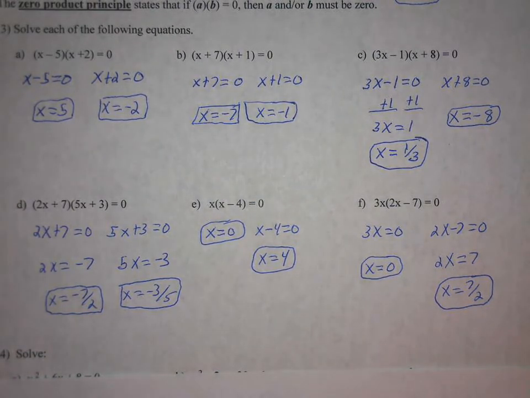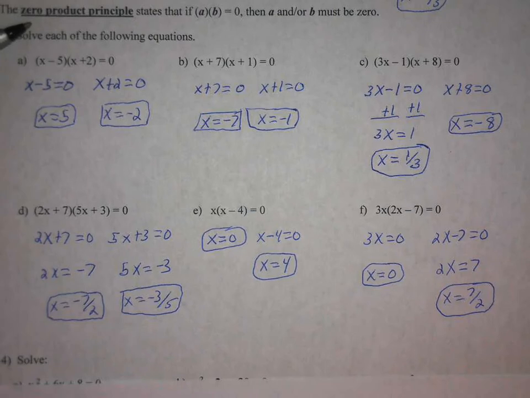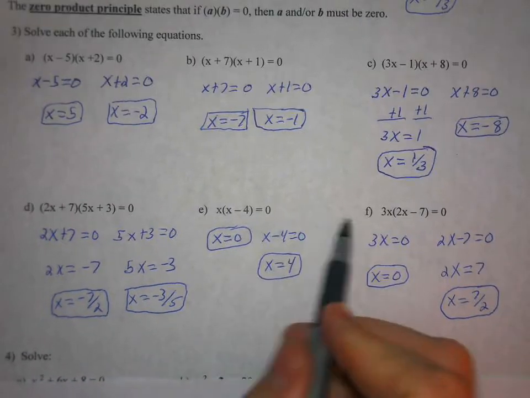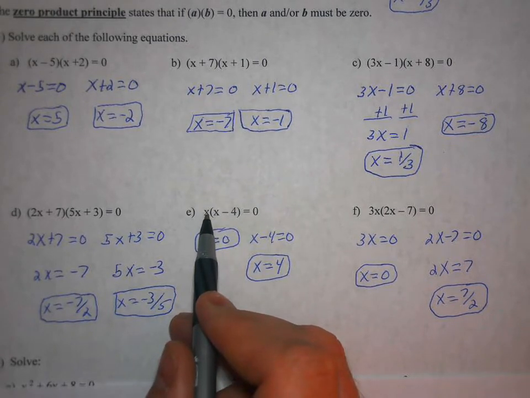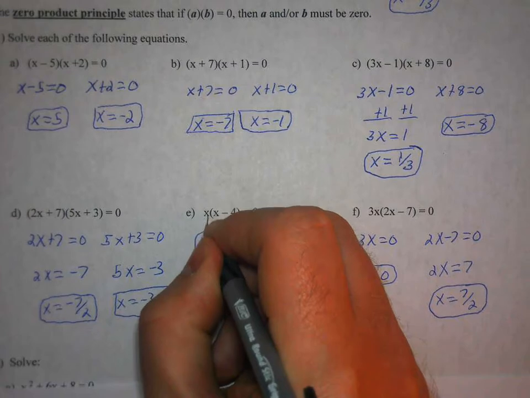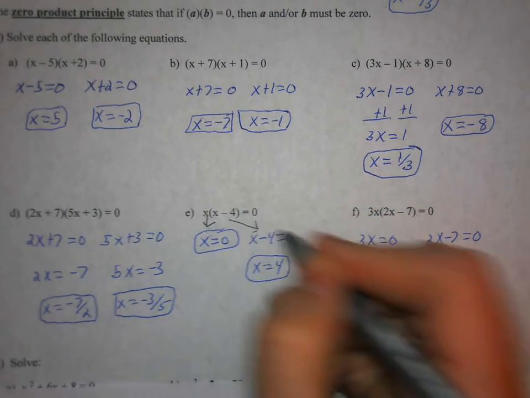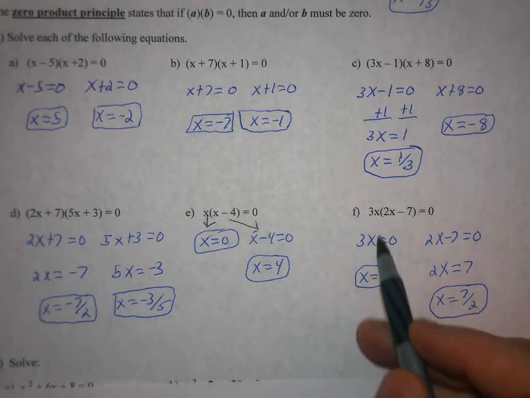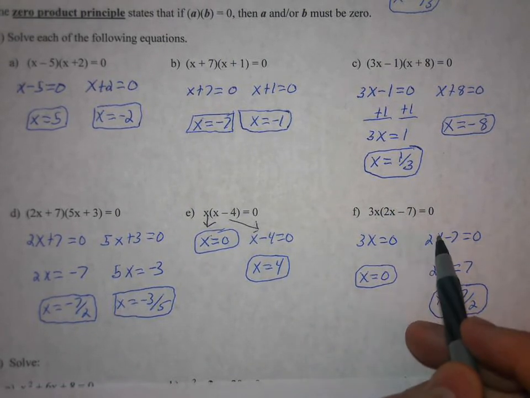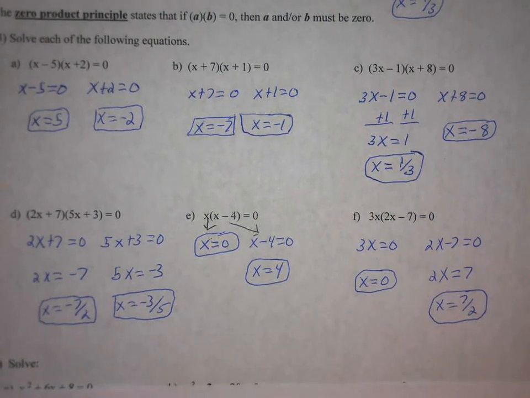And notice that all we're doing each time is applying the zero product principle. That if we're multiplying factors and getting 0 for an answer, then you set each of the factors equal to 0 and solve them. And what you might notice is when you get down to E and F, these are using a GCF. So there's an x in front here. So you set each factor, x equals 0 and x minus 4 equal to 0. And then in the last one with an F, 3x equals 0 and 2x minus 7 equals 0. And you go through and solve them.